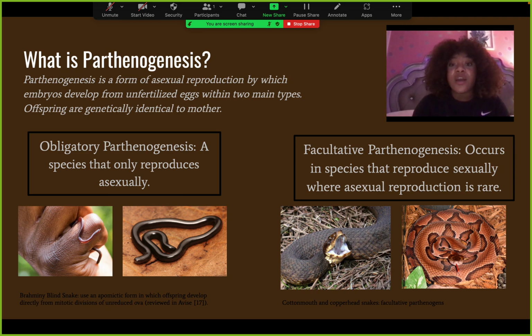On the right here, we have our second type of parthenogenesis, which is facultative parthenogenesis. And it occurs in populations of species that reproduce sexually. And so therefore, parthenogenesis is not as common.